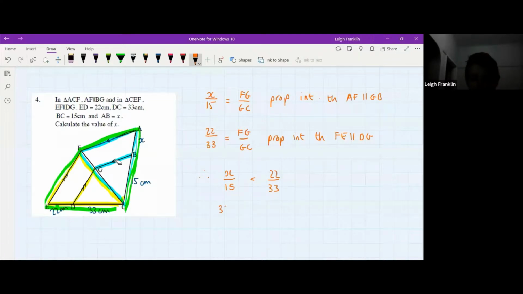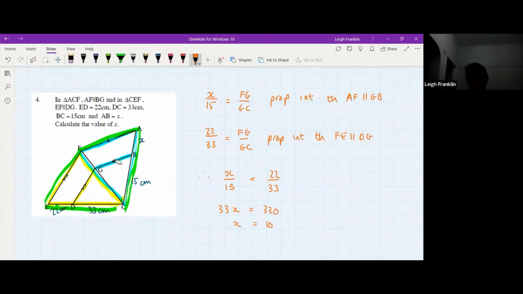Now I'm going to cross multiply, and then I can solve for x. So I've got 33x is equal to 15 times 22, which is going to leave me with 330, if I've done that correctly, which means that x is going to be equal to 10. Did you guys also get x is 10?